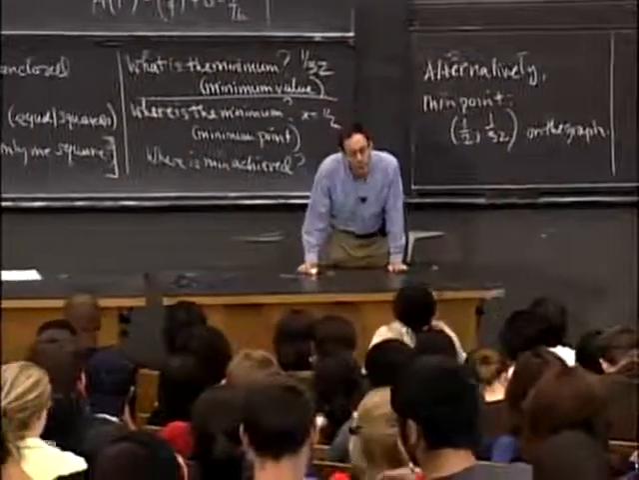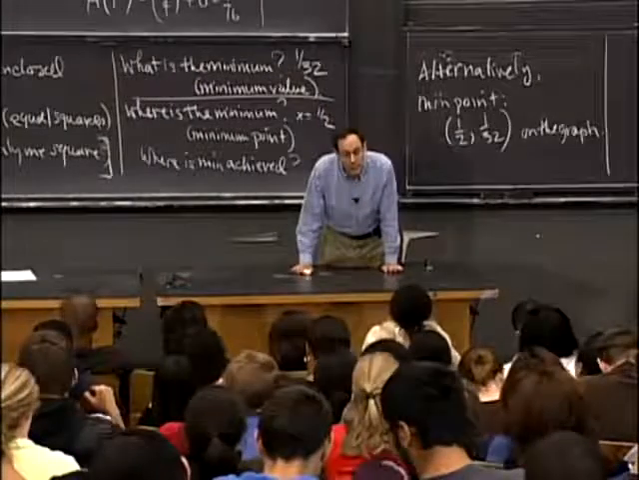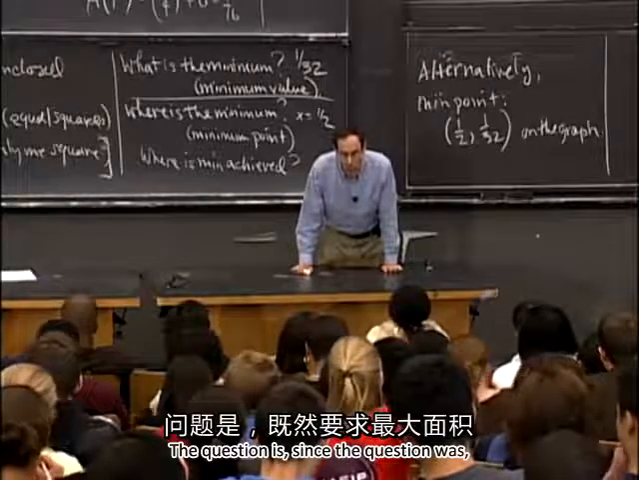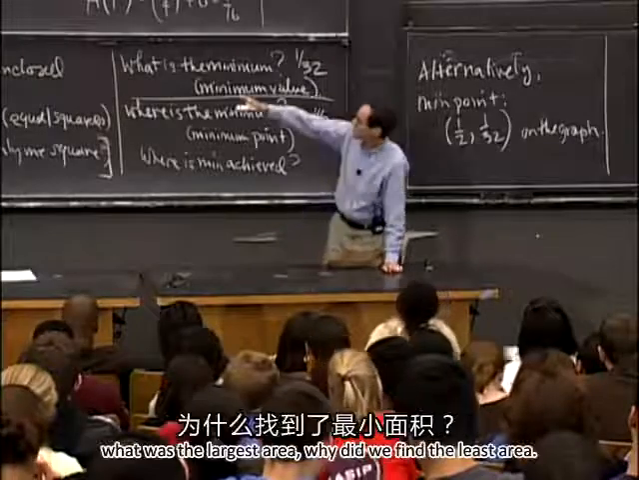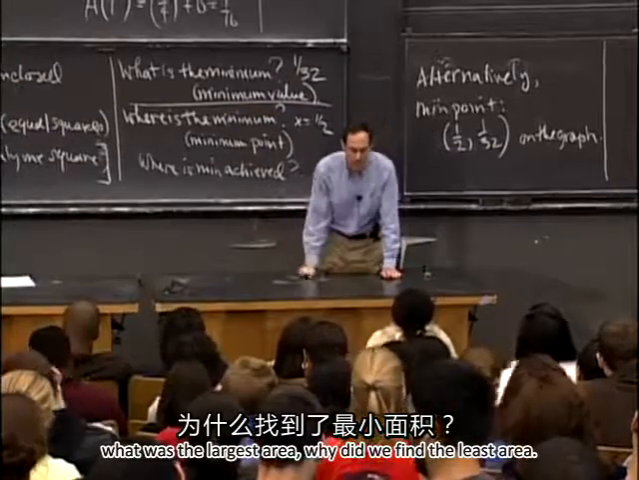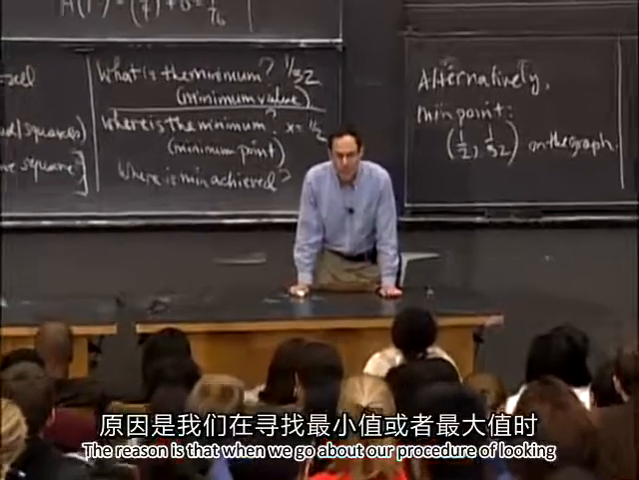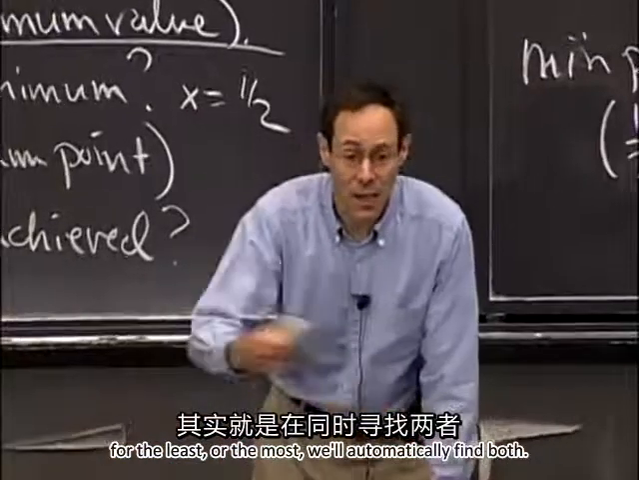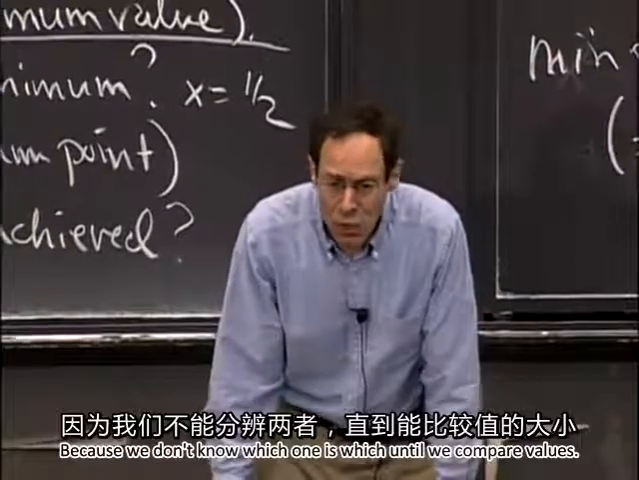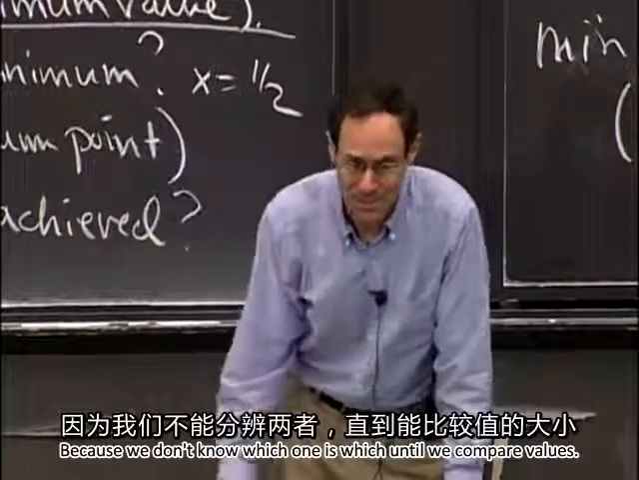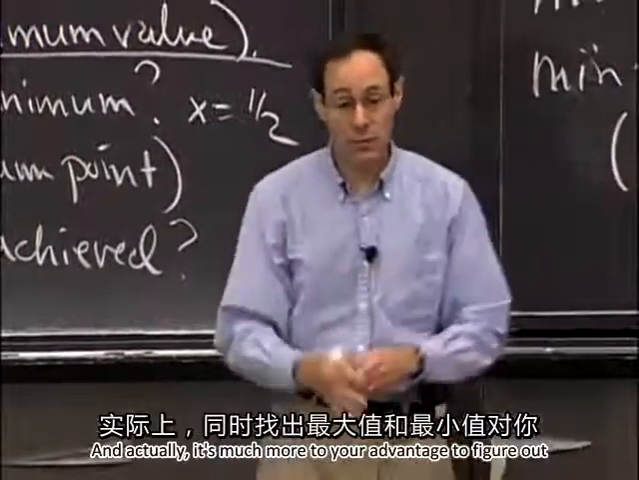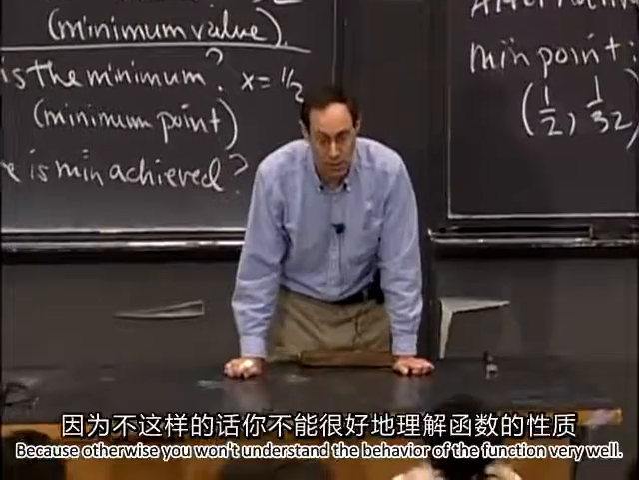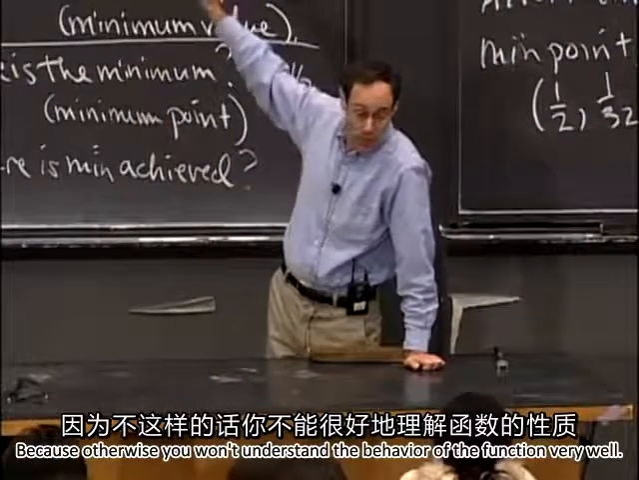The question is, since the question was, what was the largest area, why did we find the least area? The reason is that when we go about our procedure of looking for the least or the most, we'll automatically find both, because we don't know which one is which until we compare values. And actually, it's much more to your advantage to figure out both the maximum and the minimum whenever you answer such a question, because otherwise, you won't understand the behavior of the function very well.